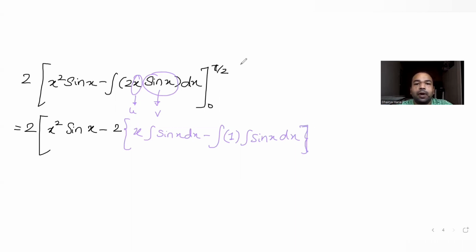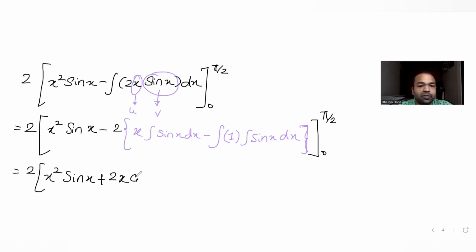If you close that bracket, you close the bigger bracket, the limits go from 0 to pi. So if you solve it further, you get 2x square sin x minus 2 integral of sin x is minus cos x, right? So minus cos x, so minus minus becomes plus, so 2x cos x minus integral of 1 into integral of sin x is again minus cos x. So it again becomes plus integral cos x. You again get the limits from 0 to pi.